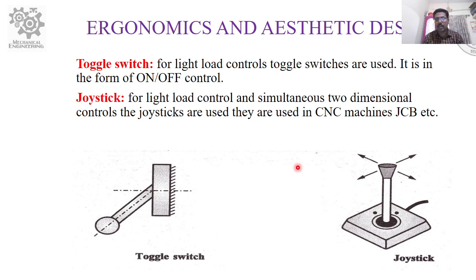Next we go for the joystick. Observe here, this is the joystick. We use it in all four dimensions. What is the definition here? The joystick is used for light load control and simultaneous two-dimensional control. Joysticks are used in CNC machines, JCBs, etc., with front or back, push or pull. So these are the four directions we use simultaneously, operating joystick devices for controlling our machines.